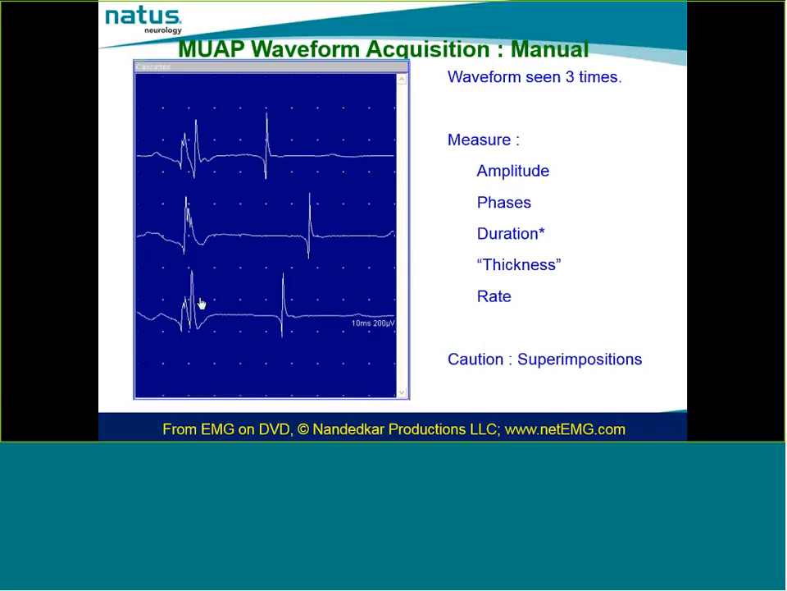They are actually superimpositions of the waveforms that we saw earlier. And superimposition can often generate waveforms that look abnormal. So for example, if you look at this potential, this has got 1 phase, 2, 3, 4, 5. So that's a polyphasic potential. And here is a polyphasic potential, and so forth. So you have to be very careful. You must identify waveforms that repeat.